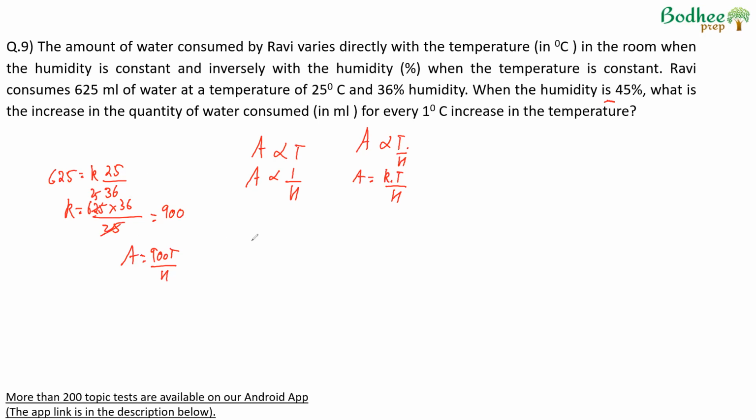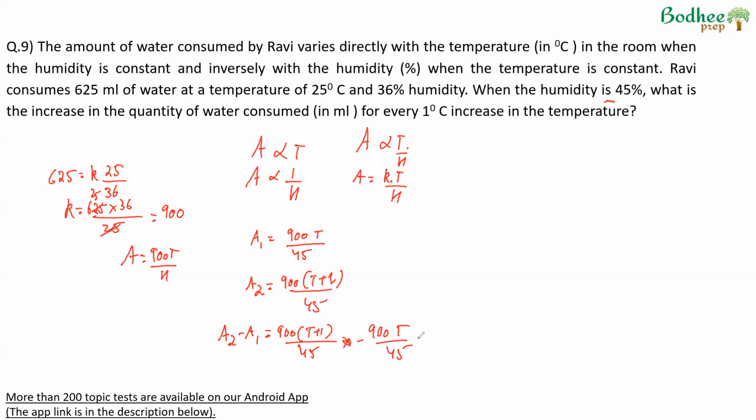Now, suppose we say that A1 is consumed when the temperature is T at humidity 45. A2 is consumed when the temperature is T plus 1 degree more, at humidity 45. We have to find the increase in water. So the increase in water will be A2 minus A1. This will be 900 into T plus 1 upon 45, minus 900 into T upon 45.